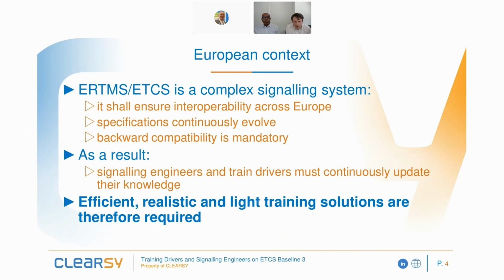As you may know, the ERTMS ETCS system is very complex. 4 baselines have been introduced so far, with 5 system versions. Interoperability is a demand with backwards compatibility as well for the onboard systems. This is quite complex. The users need to get and keep their knowledge. Signaling engineers will design the tracks and the operational rules. Drivers will operate the trains.